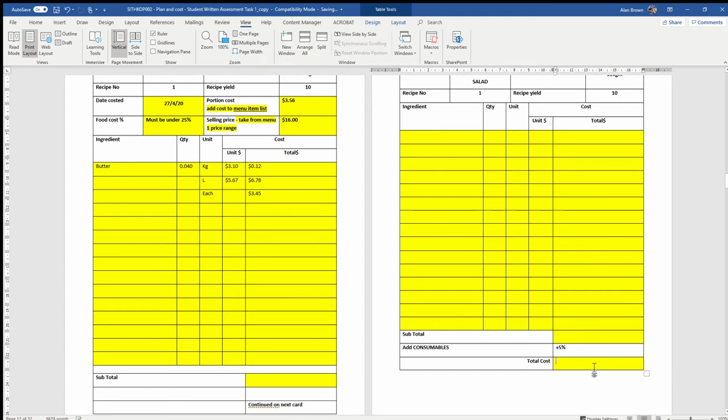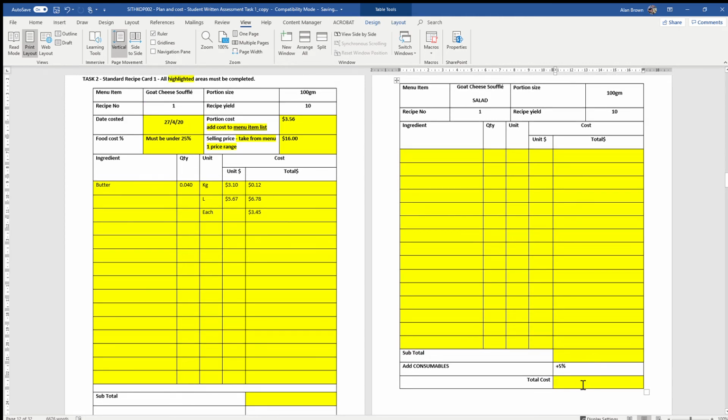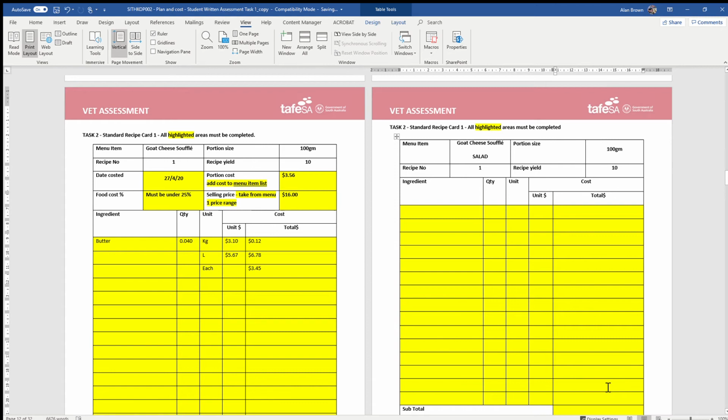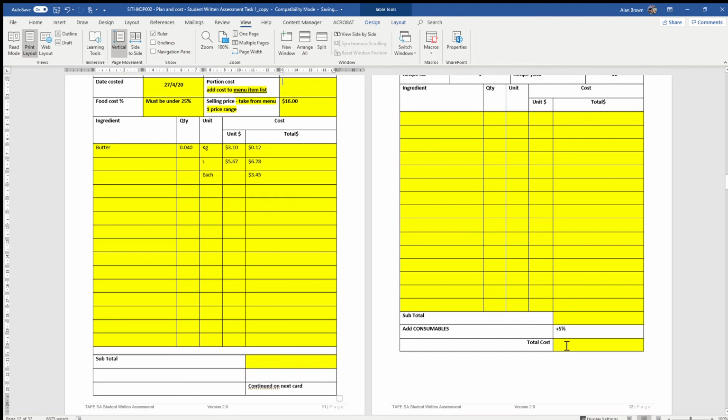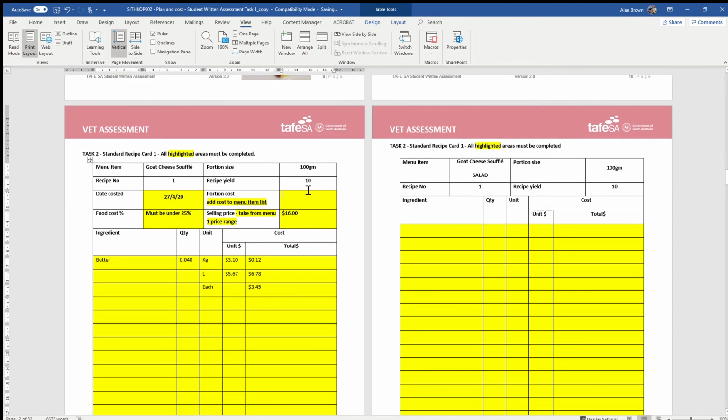Now for the total cost, you're going to divide it by 10, because we're making 10 but we want a portion cost. So we take the total cost of making 10, divide it by 10, and we get one portion cost out of that as well. I will show you the formulas in the next video, which actually has the PowerPoint in it as well, but that's a good example for you.